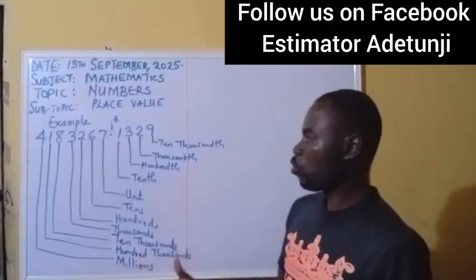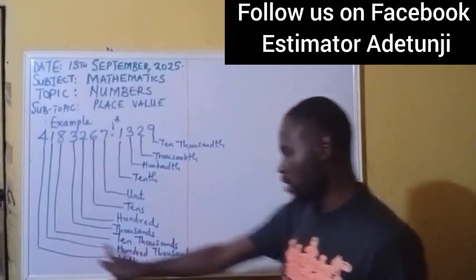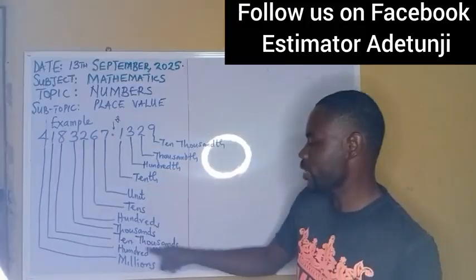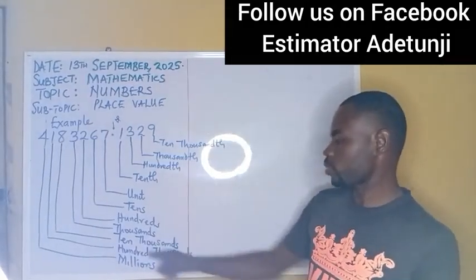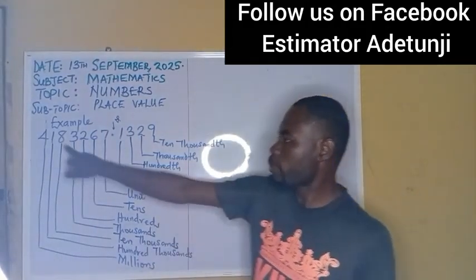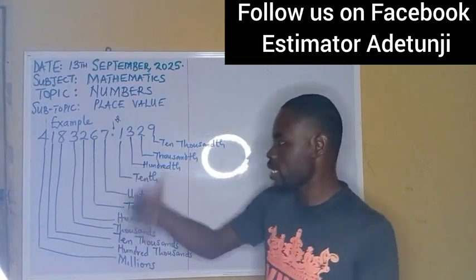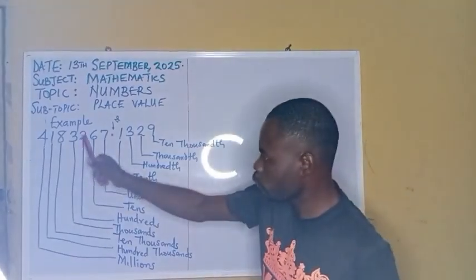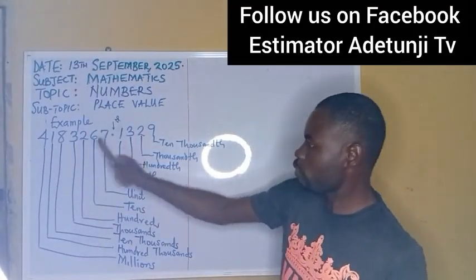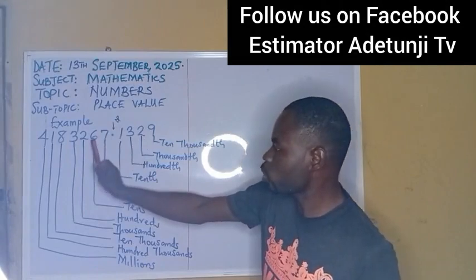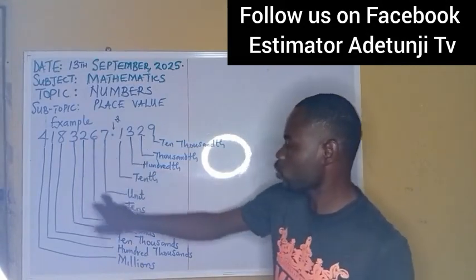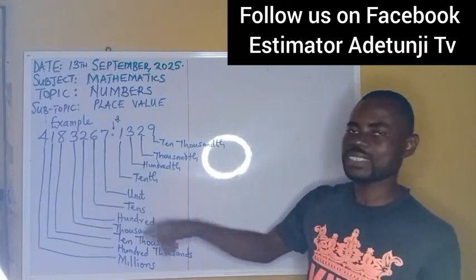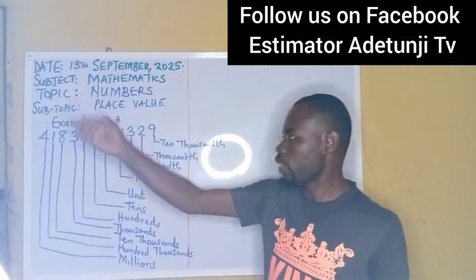What is the position of 8? Let's check together. The position of 8 is tens of thousands. That is 10,000. The place value of this 8 is 10,000. What if they ask you, what is the position of 2? Oh, okay, we have many 2s. What is the position of 6 in this particular question? The position of 6 is tens. That's why we can say 67.